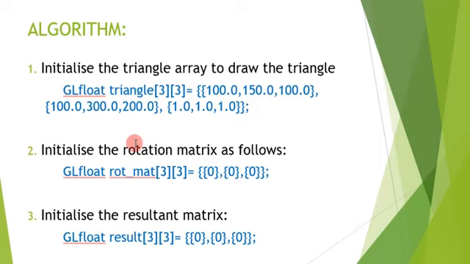And here also in the second point and third point, first is the x-axis, then the y-axis, and the third parameter is the color. Here also in the initialization of the resultant matrix, first is the x-axis and then the y-axis, and the third is the color.